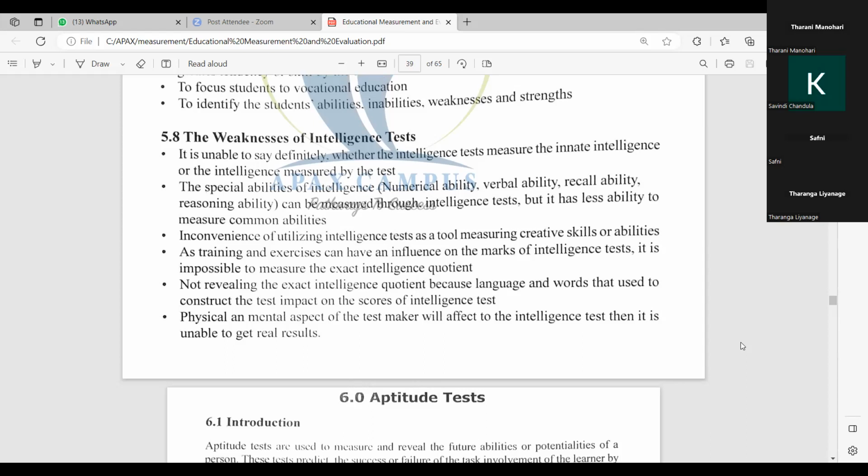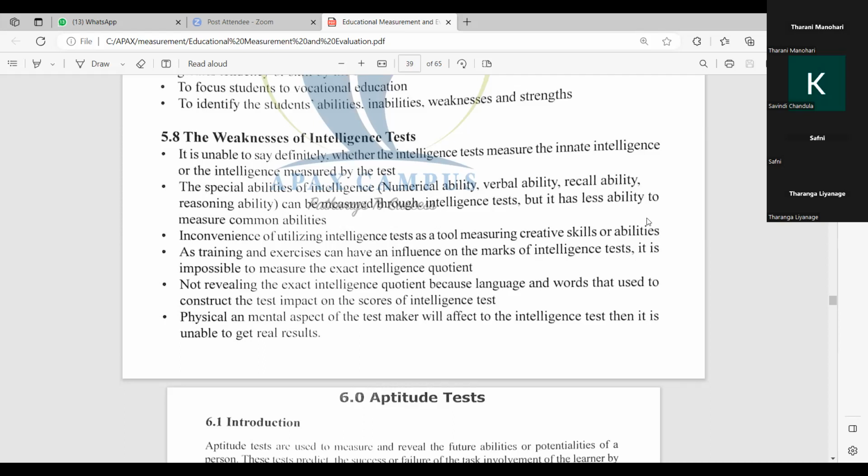The special abilities of intelligence like numerical ability, verbal ability, recall ability, reason ability can be measured through intelligence tests, but it has a less ability to measure common abilities. The inconvenience of utilizing intelligence tests as a tool measuring creative skills or abilities. You can read the rest. All right, so you can go through them.